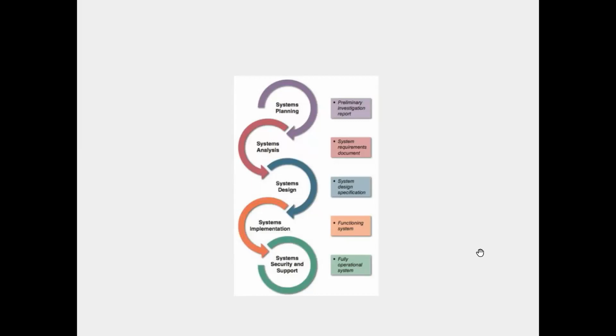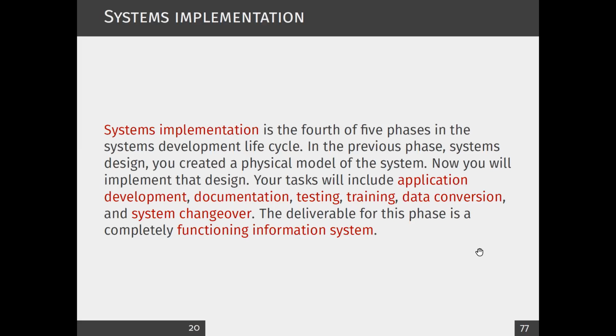So far we were discussing the system development life cycle. We discussed system planning, system analysis, and system design. Now we are going to talk about system implementation. As you can see, the outcome of this phase will be the fully functioning system. System implementation is the fourth phase. In this phase, we will have the physical model and we need to implement it.